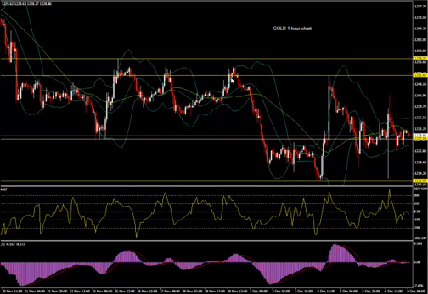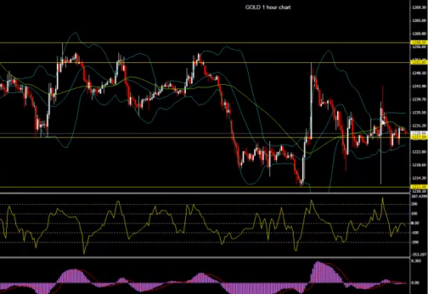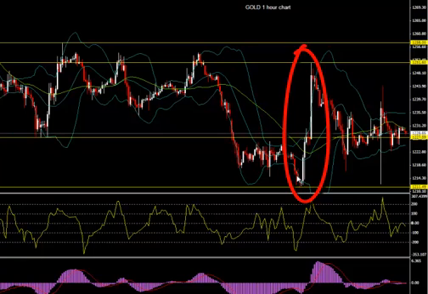Now we're looking at the 1-hour chart. This is obviously non-farm payroll from last week, and it created a spike low and up, but it's still inside of the previous price swing here.